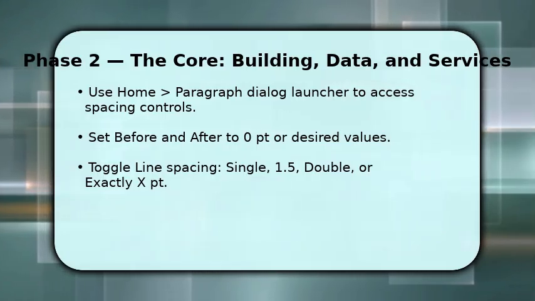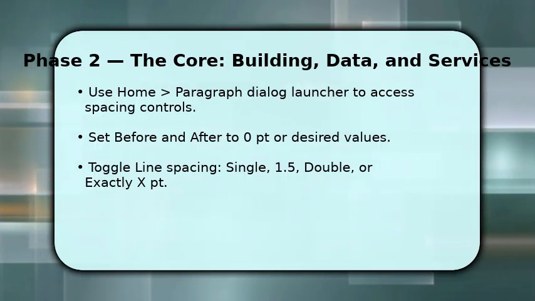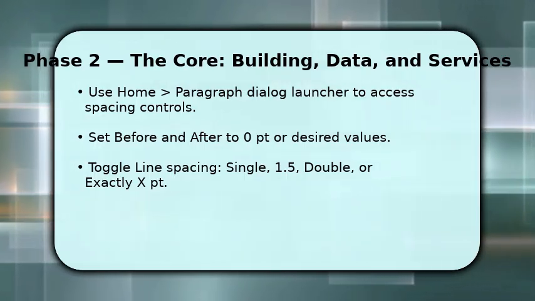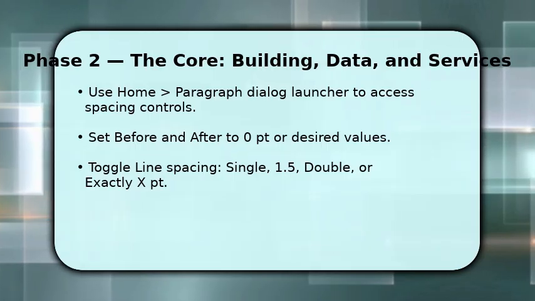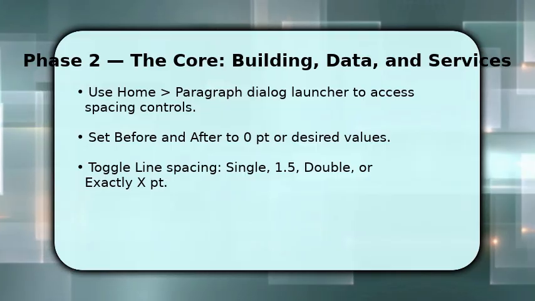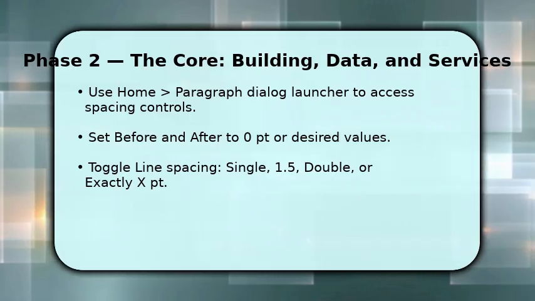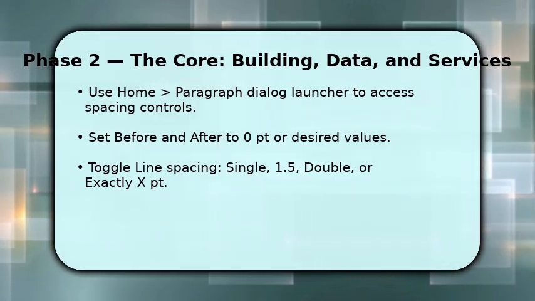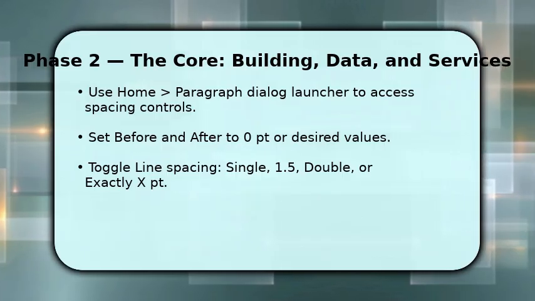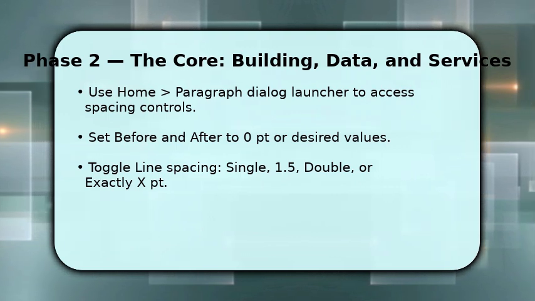In spacing, set before and after to 0 pt if you want no extra gaps, or type specific values to create consistent rhythm. For line spacing, choose single, 1.5, double, or exactly and enter an exact point value. Use exactly when you need precise control for layout. Apply to the selected text or update the style so changes propagate. Finally, preview the document and adjust until lines and paragraphs look balanced.